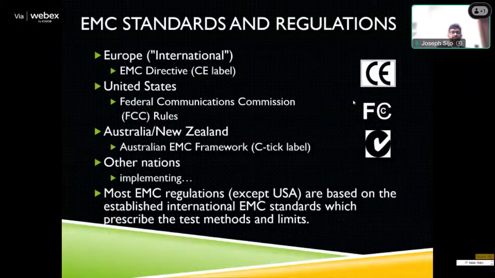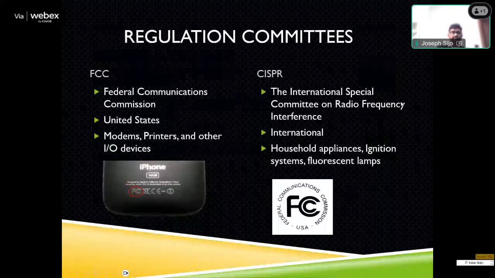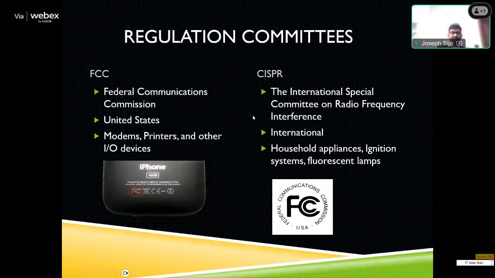And also some countries like Russia, Japan, or China have their own standard. But if they want to do free trade with a different country, they have to obey and also combine with the different standard levels. So the FCC CISPR is just an example in the United States.